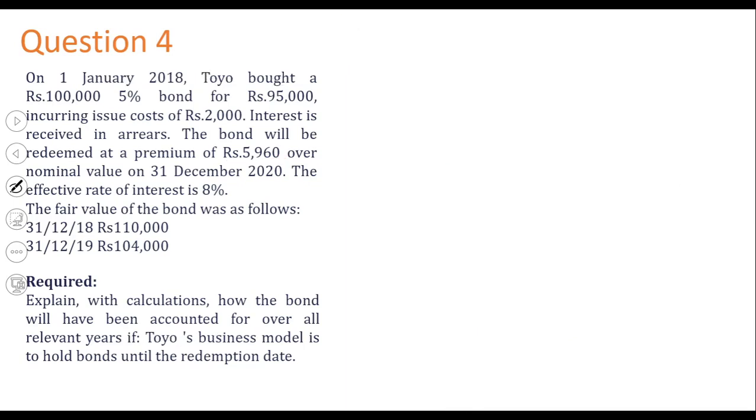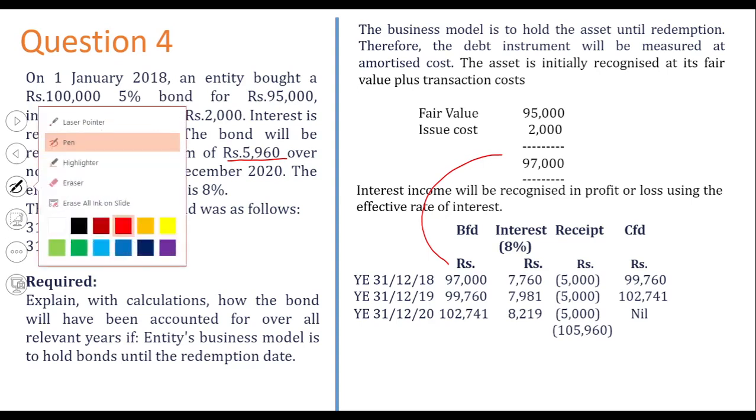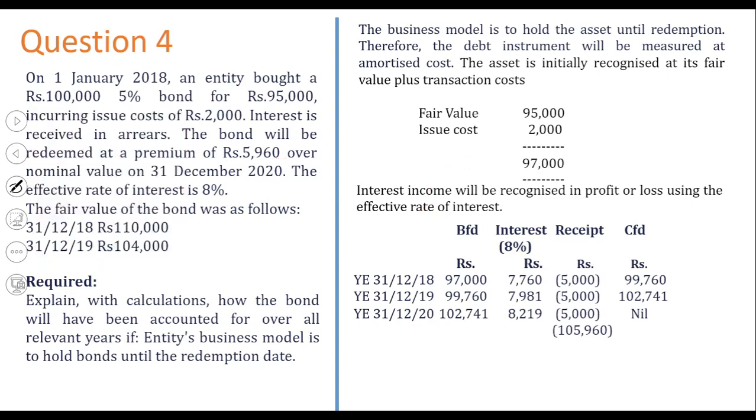That's clear now, right? This is how you recognize it when it is amortized cost. That's clear, right? You can quickly note this down. This is the answer for part 1.